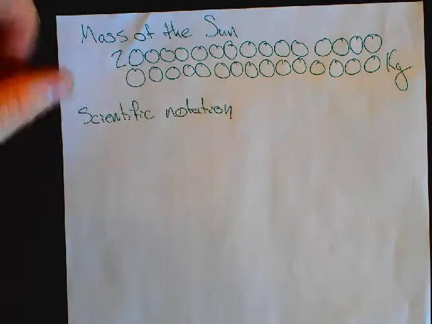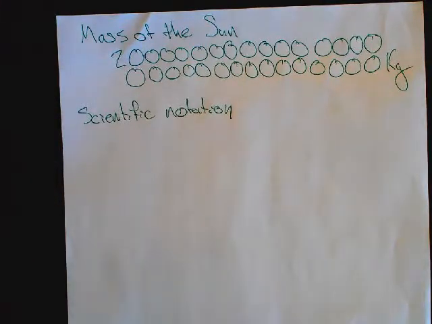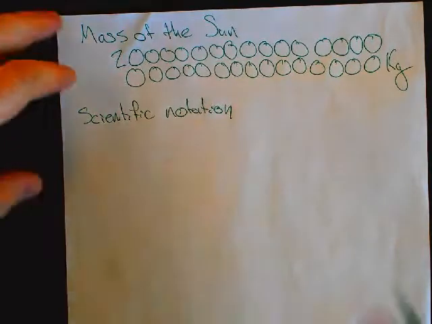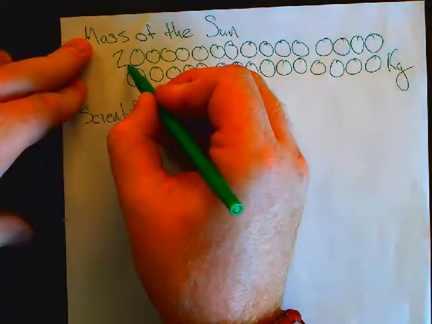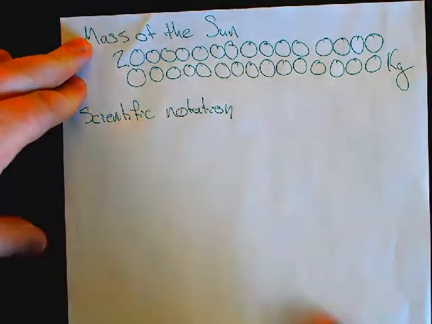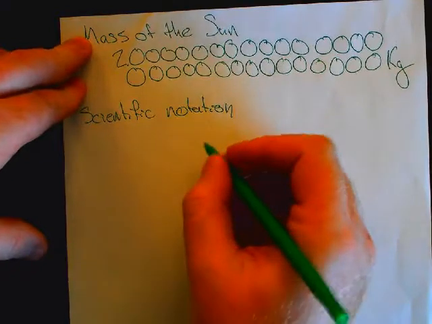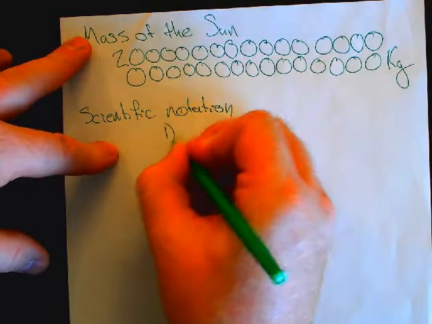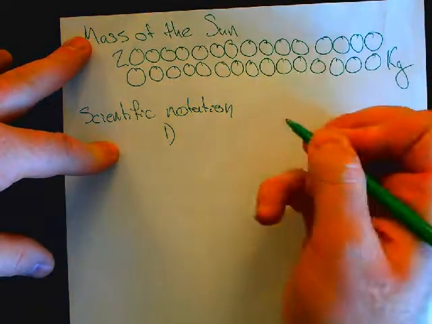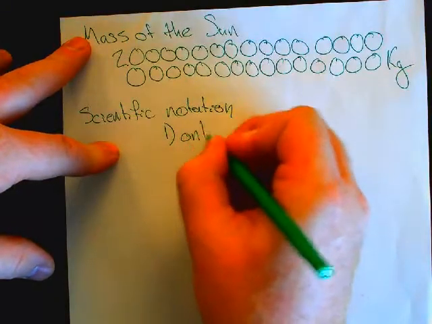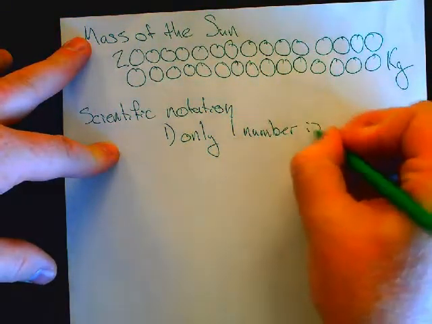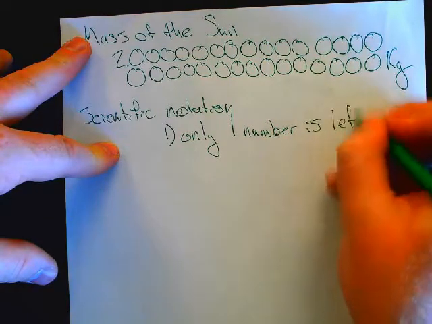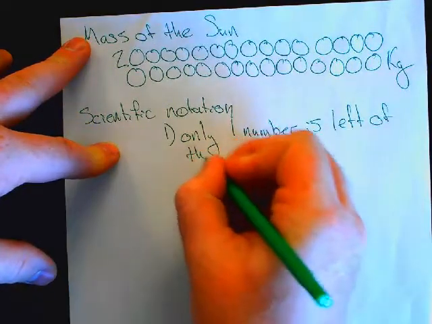Excellent. So a way of expressing a number as the product of a value between 1 and 10 and the product of 10. So I'm going to go ahead and take this number, and I'm going to act as though the decimal point is right there after the 2. So changing this to scientific notation, I have my first step: only one number is to the left of the decimal.